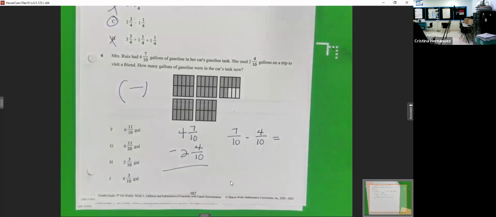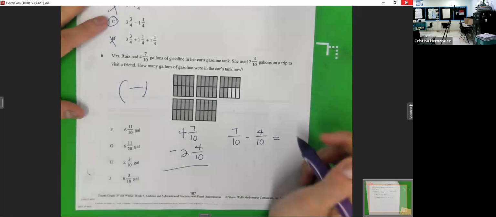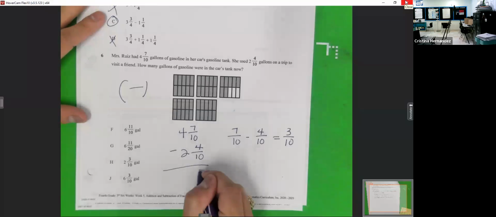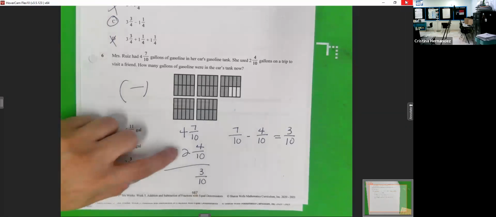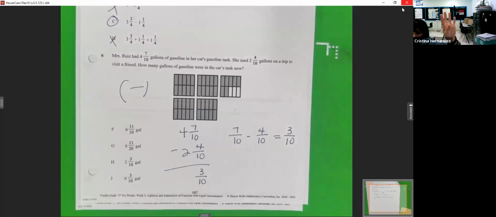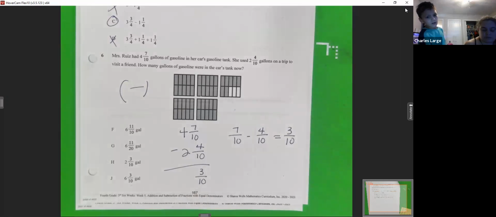What are we left with? Are you all solving this? You seem awfully quiet. Yes, 3/10. And so that's our fraction part. Now, what's 4 minus 2, Charlie? You've got 4, and you take away 2. Use those fingers if you need to. 2. You got our answer. Bingo.